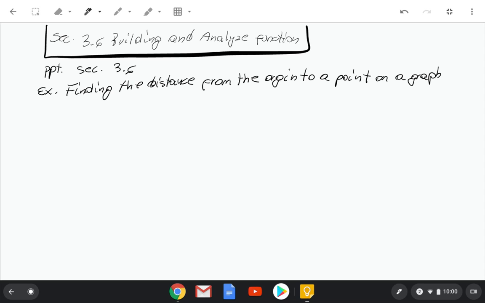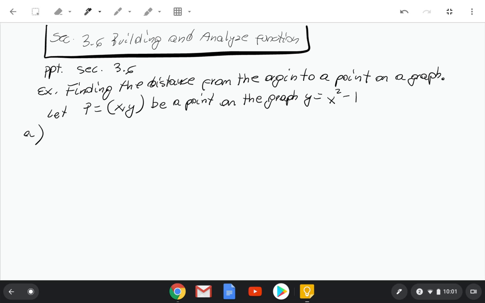Okay, so 3.6, building and analyzing functions. I'm using the example from PowerPoint, which you guys have on Canvas, PowerPoint section 3.6. And we're going to start with the example when we have to find the distance from origin to a point on a graph. So this is the problem. Let P be a point, x comma y, a point again on the graph y equal x squared minus 1.